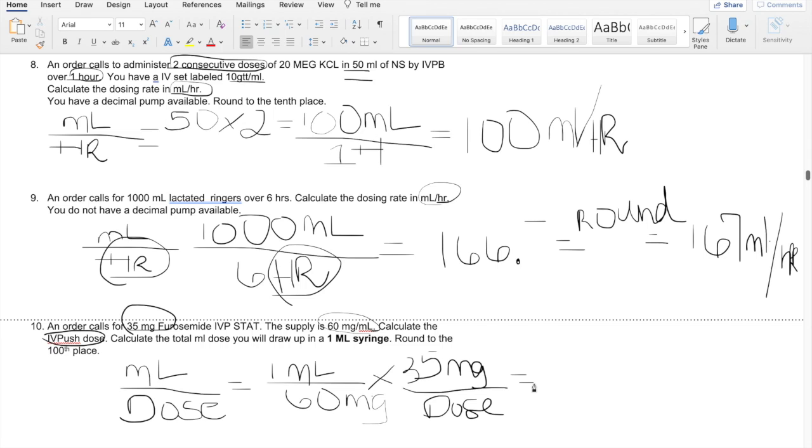So 35 divided by 60 is going to be 0.58 milliliters. And that is your answer.